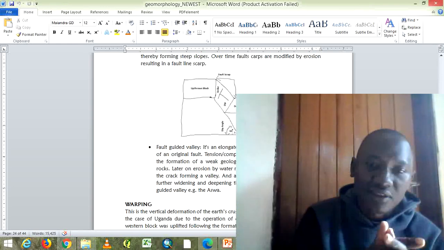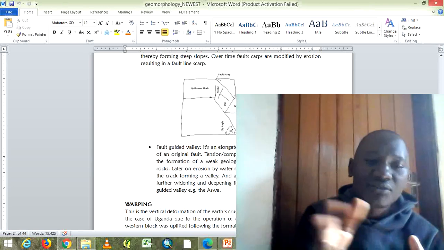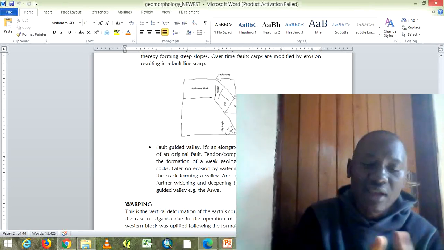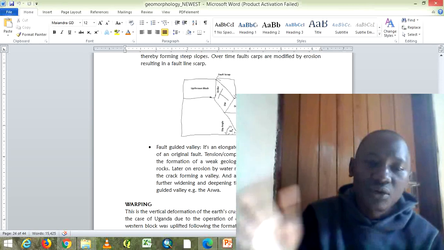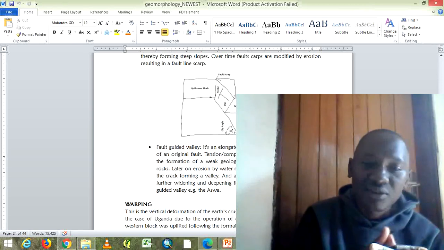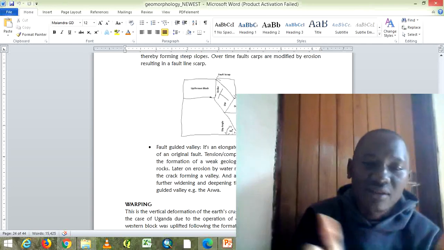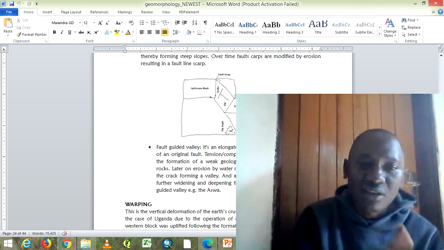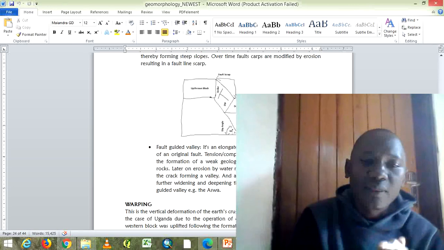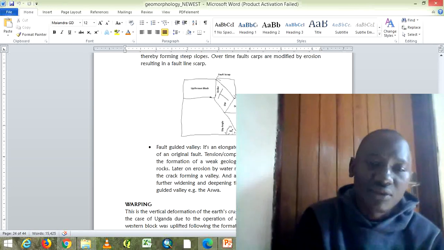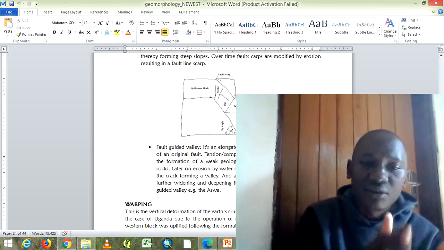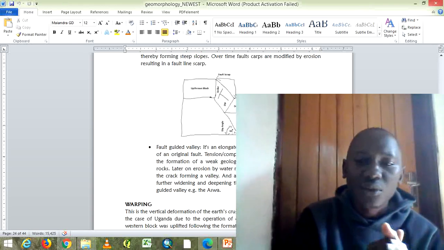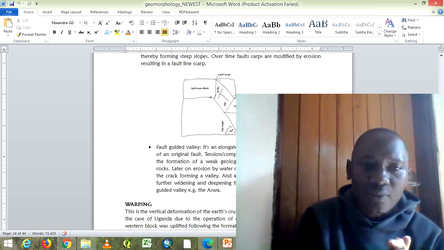But if it so happens that this tear fault is formed across an already flowing river, across the long profile of a river, then river capture is going to happen. As this tear fault widens, the river abandons its original course and begins to flow following the outline of a fault line, and such a river will be called a fault-guided river. For example, River Aswa.